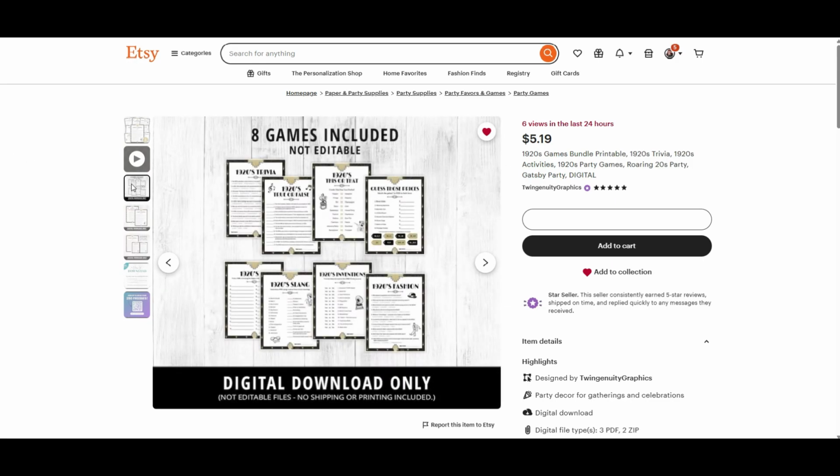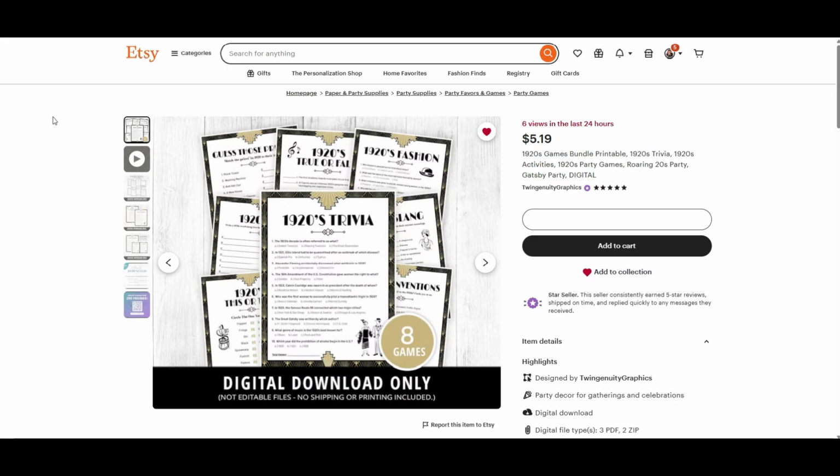For my particular party, I'm picking the 1920s trivia, the 1920s slang, because that sounds kind of fun, and then the guess those prices. And everybody honestly seemed to really love these. So if you are looking for some party games or some sort of fun activities, then you can go ahead and use this. Now, while you don't have to have prizes, those are optional. Of course, if you want to keep your budget low, they don't have to be anything fancy.